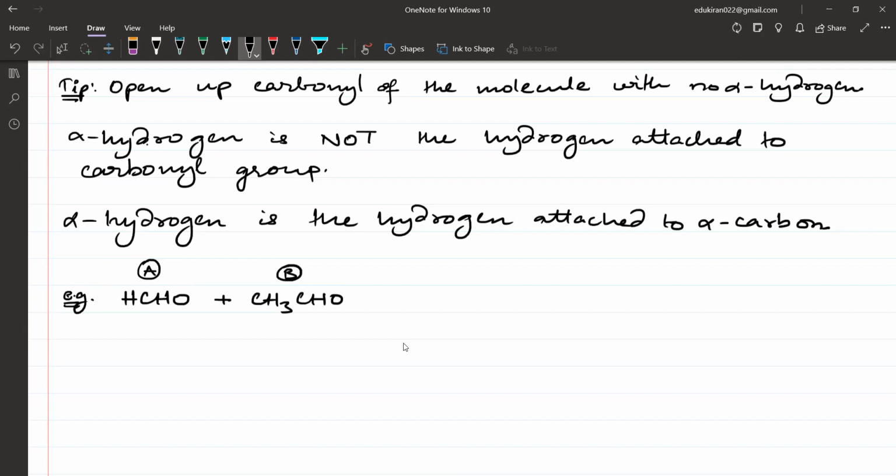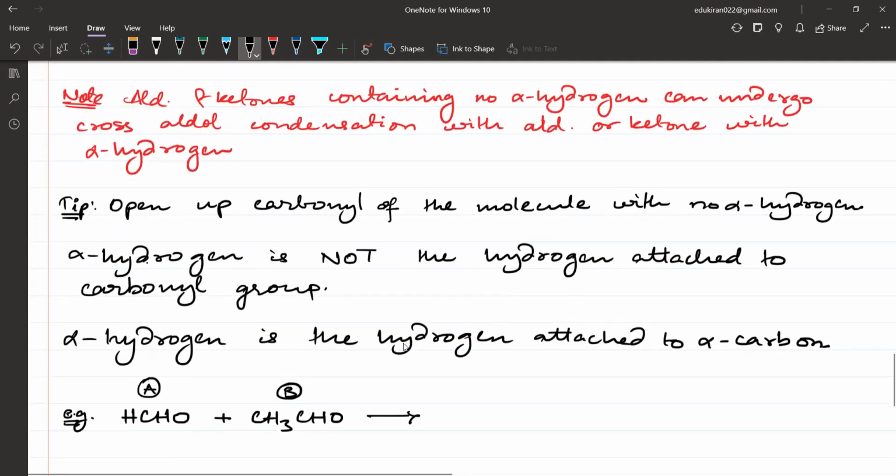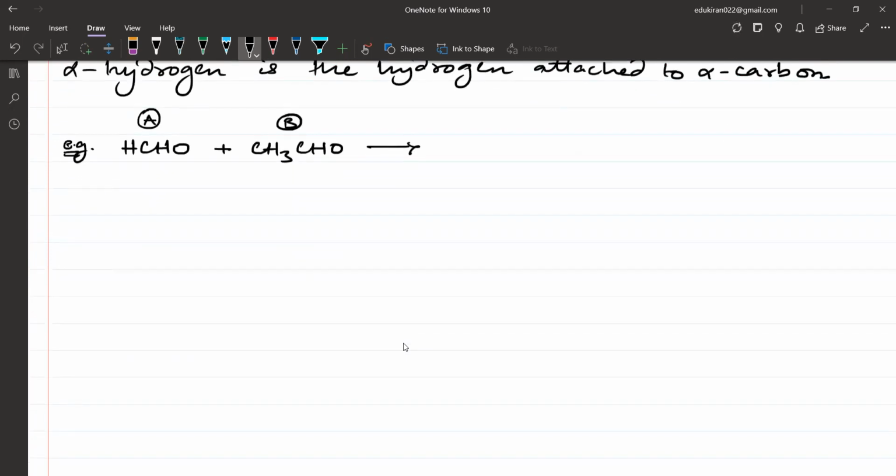So which one should I open, A or B? We have to open A. So what will we write here for A? Carbon. This carbon will have 1, 2, 3, 4 groups. It will have 2 hydrogens and it will have OH. Correct? Yes, sir. And then it will be attached to.